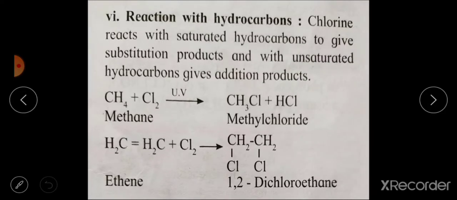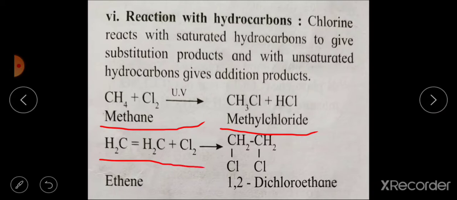Then reaction with hydrocarbons. Chlorine reacts with saturated hydrocarbons to give substitution products, and with unsaturated hydrocarbons gives addition products. Methane reacts with chlorine in the presence of UV light to form methyl chloride plus HCl. When ethene, an unsaturated hydrocarbon, reacts with Cl2, it forms 1,2-dichloroethane.